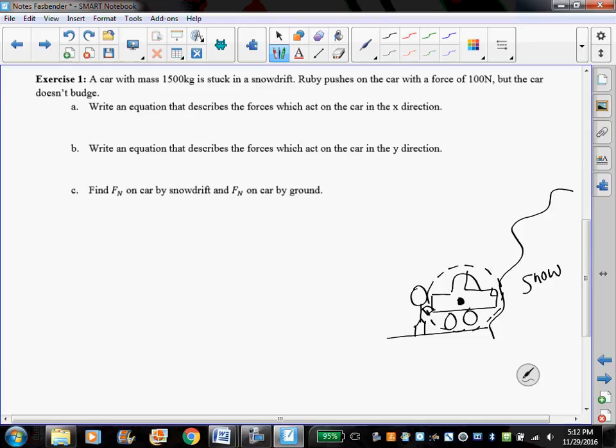So this car has mass, so there is a force of gravity that is pulling down on the car by the earth. This car is staying on the ground, so the ground must be pushing up. There is a normal force on the car by the ground. Ruby is pushing on this, so Ruby is applying a force.